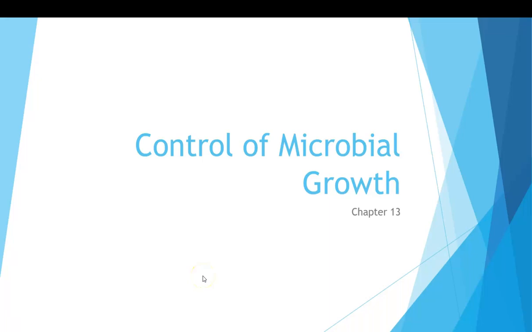So we're going to cover chapter 13 of your textbook. This chapter is about the control of microbial growth, and control of microbial growth means killing the microbes and also preventing the growth of the microbe. Growth, as you know, in microbes means increasing the number of the microorganism, so control of the microbes does not necessarily mean killing them; it can be the prevention of increasing their numbers too.